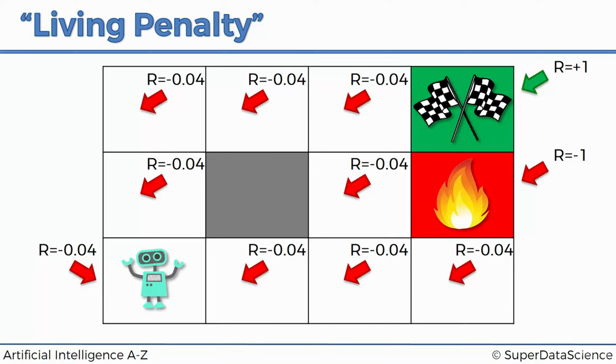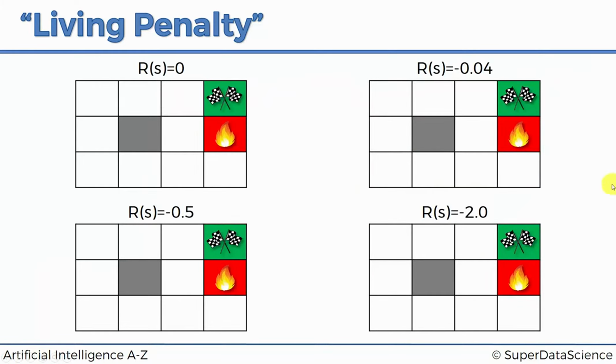And so now let's have a look at how the agent's policy is going to change depending on what value we set for this reward. So here are 4 environments, and in each one we're going to explore a different reward. Now we're not going to do the calculations, we're just going to project the results, and you will see that intuitively they make total sense.